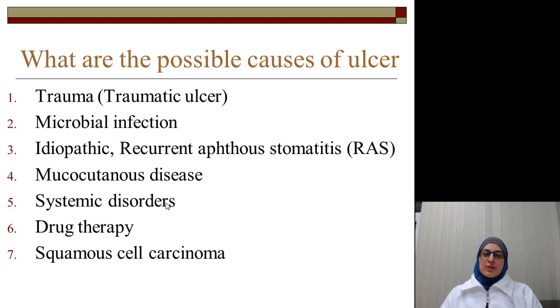Other systemic disorders, for example Behçet's disease, is a multi-system disease that affects the joints, actually everything, because it is a vasculitis, so it affects all parts of the body. It might present as ulcers very similar to recurrent aphthous stomatitis. So these are just a few examples of systemic conditions that might present as oral ulcers.